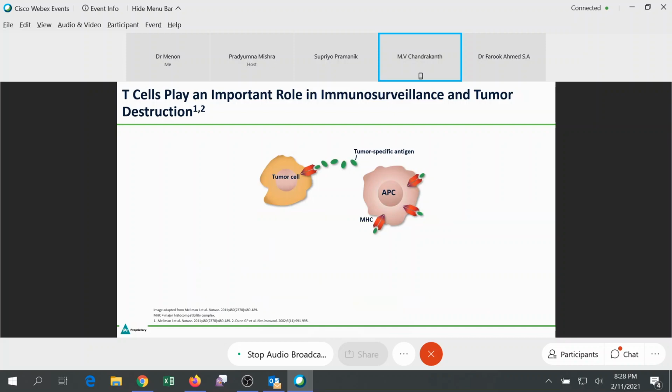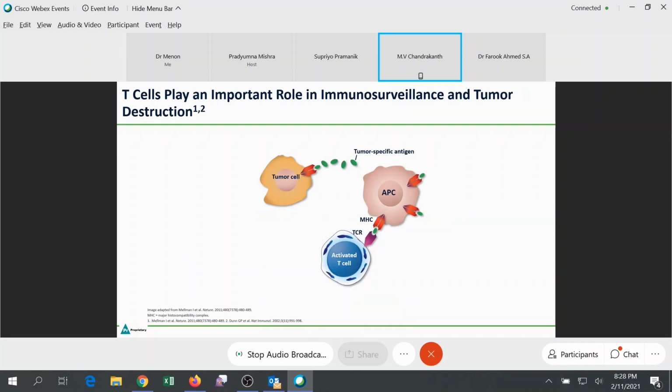Definitely, a tumor is just like a normal cell, but it has some antigens which are a little different from those of the normal cell. So what we call tumor-specific antigens or neoantigens become exquisitely important to target, and to use whatever is known as targeted therapy or immunotherapy.